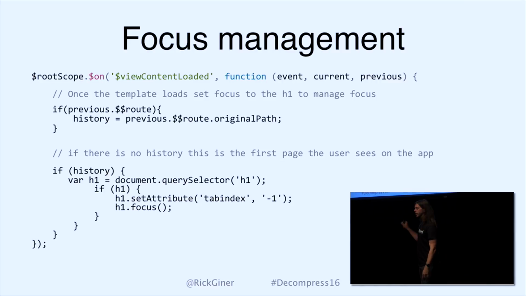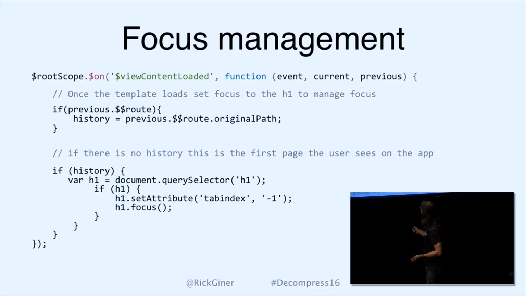We are finding our H1 tag, and because our document structure is correct and valid, we only have one H1 tag. We find that. If it's there, we set an attribute of tab index to -1, which means programmatically we can set focus, but you couldn't get there by hitting the keys. And we use JavaScript to set the focus to that H1.